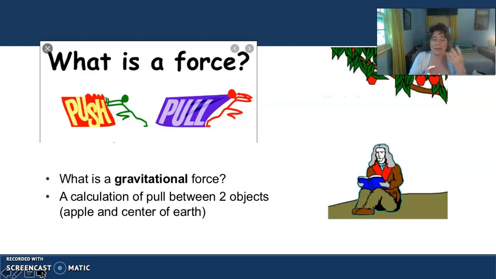Now, the apple has a small bit of mass. The Earth has a tremendous bit of mass, so the Earth is essentially doing all of the pulling. But gravity is a pulling toward each other. Planets pull toward the sun, and the sun pulls toward the planet. But it's all relative there. A force, in this case a gravitational force, is a pull.